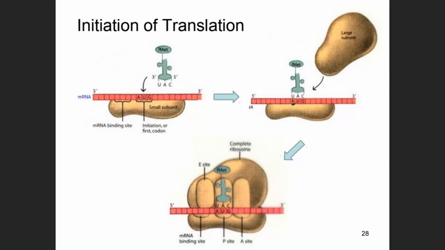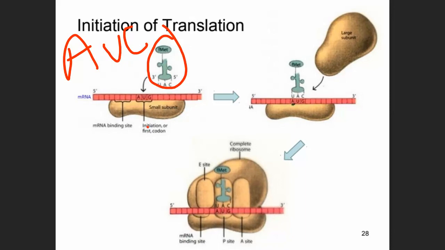The first codon. The first codon is a start codon, which also codes for methionine, which is the AUG. This is what he's looking for, this famous start codon called AUG. Once he finds it, bingo, he calls the large subunit of the ribosome to come and get attached. And he brings, of course, the transfer RNA that has been charged with methionine.